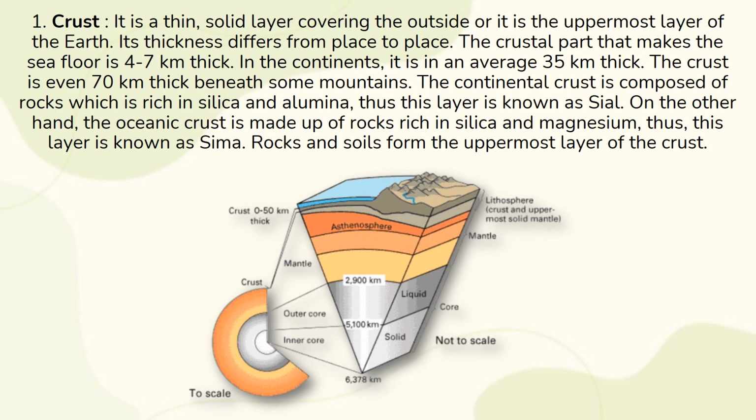The continental crust is composed of rocks rich in silica and alumina, thus this layer is known as sial. On the other hand, the oceanic crust is made up of rocks rich in silica and magnesium, thus this layer is known as sima. Rocks and soils form the uppermost layer of the crust.